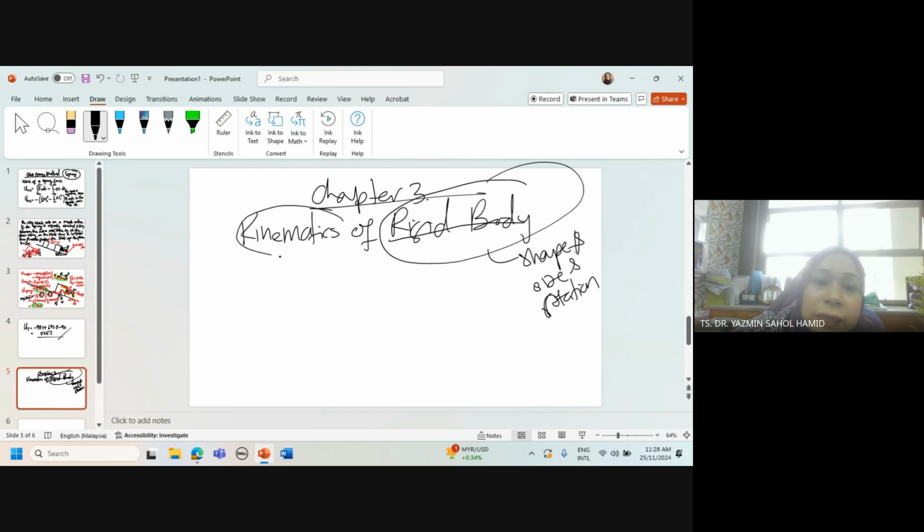But now we're still in kinematics. Kinematics only involves the geometry aspect, which is the position, time, acceleration, and velocity. There are no forces involved. So we're going to repeat what we have learned in chapter 1, but this time, we're not doing particles, we're doing rigid body. This topic is included in the test, so you need to understand how to do this question.